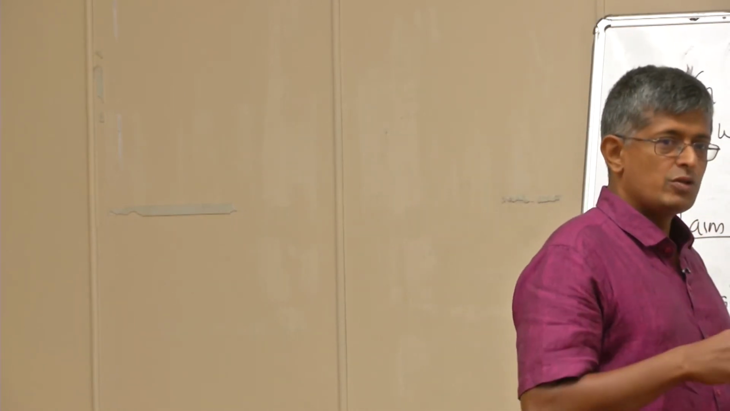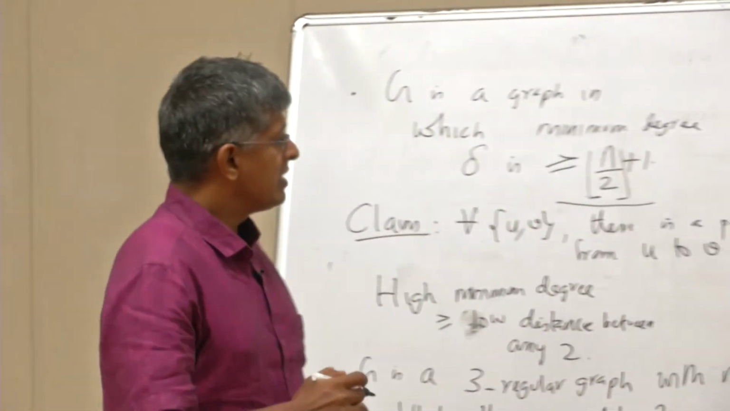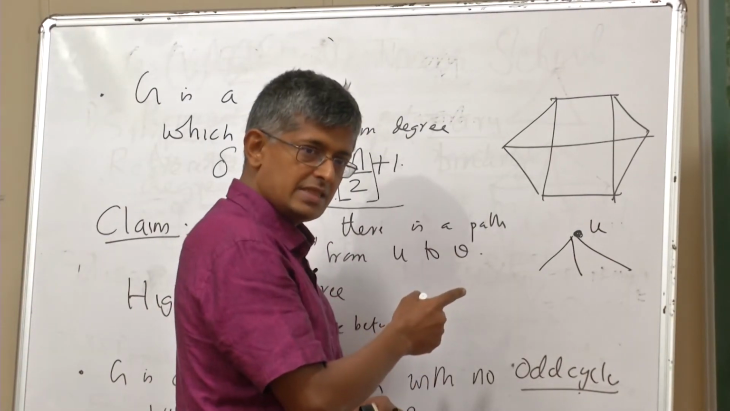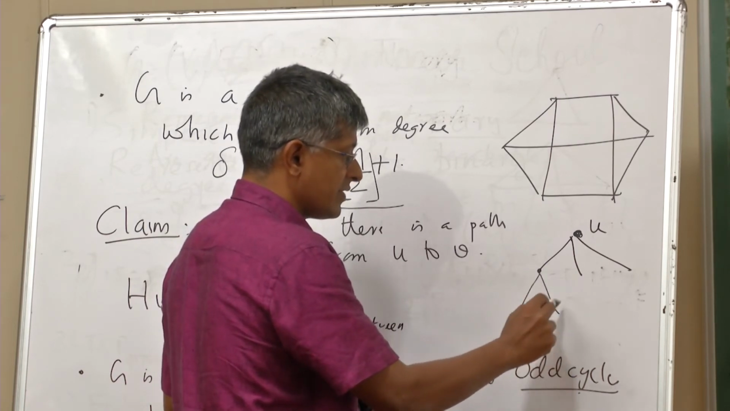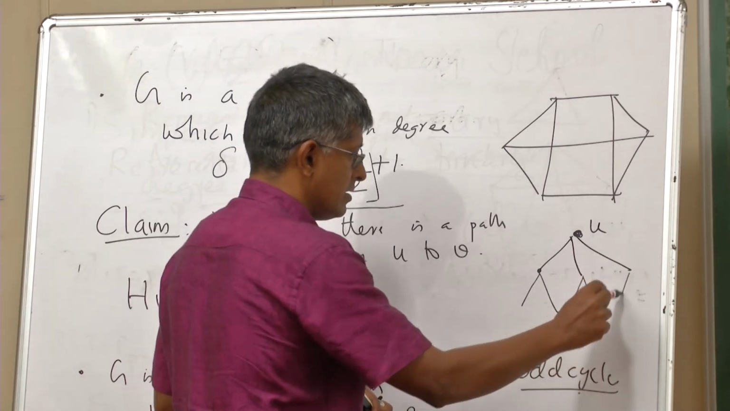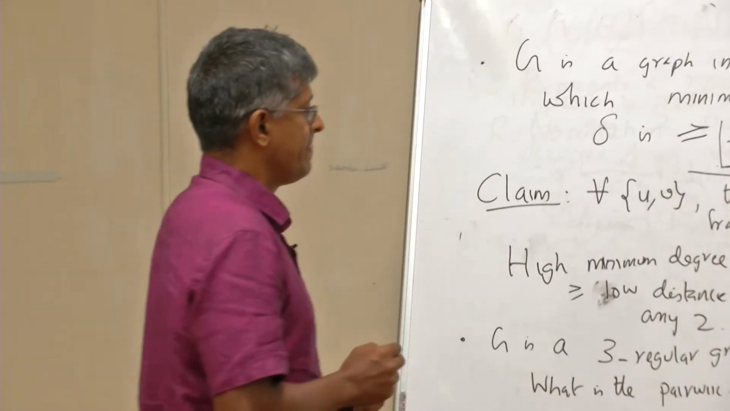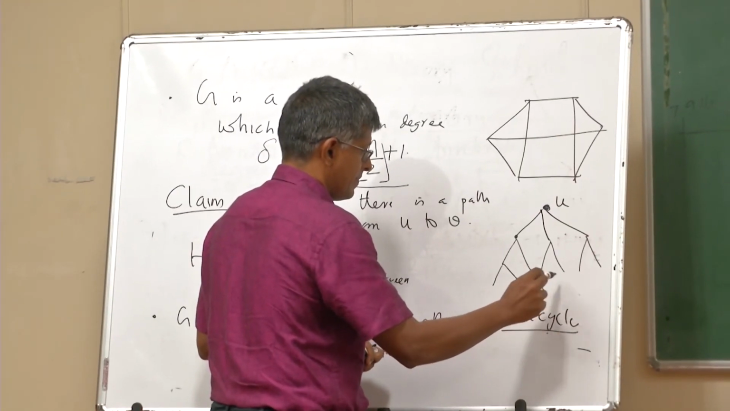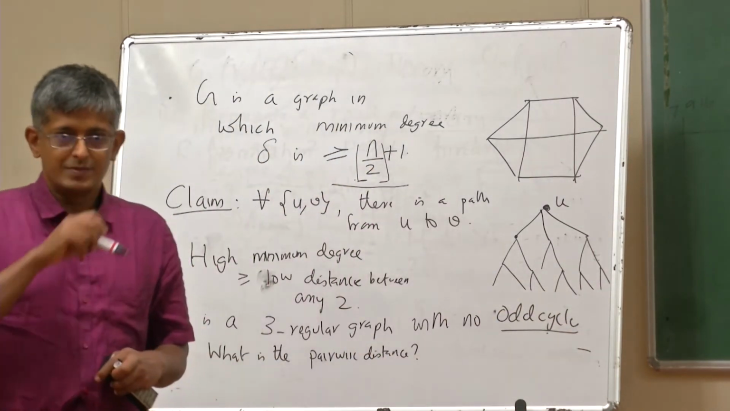The answer is very easy. It's just a way of visualizing it. Start at an arbitrary vertex u. This is the reasoning. Write down its 3 neighbors. It has only 3 neighbors. Then what do you do? You list both of the 2 neighbors of each of these, and so on.